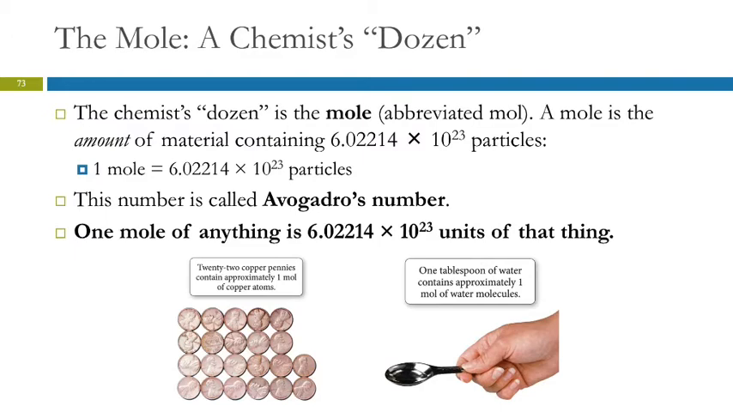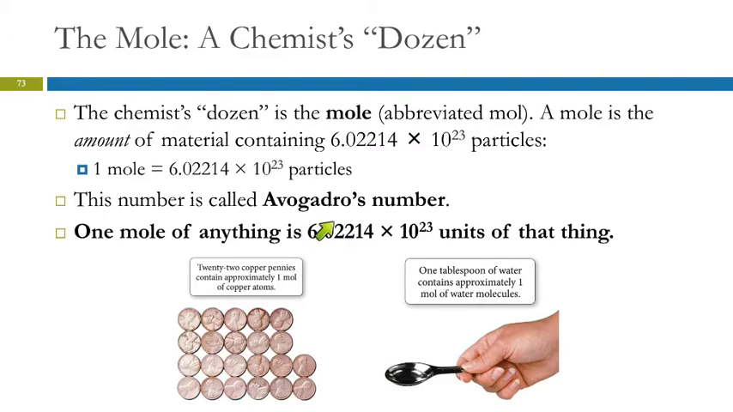So how much is a mole? Well, 22 copper pennies, that's a mole of copper. That's a reasonable amount, right? Large enough that we can see it, small enough we can hold it in our hands. So a mole is a reasonable amount of stuff. A mole of water molecules is about a tablespoon of water. So inside a tablespoon of water, there are 6.022 times 10 to the 23rd molecules of water.